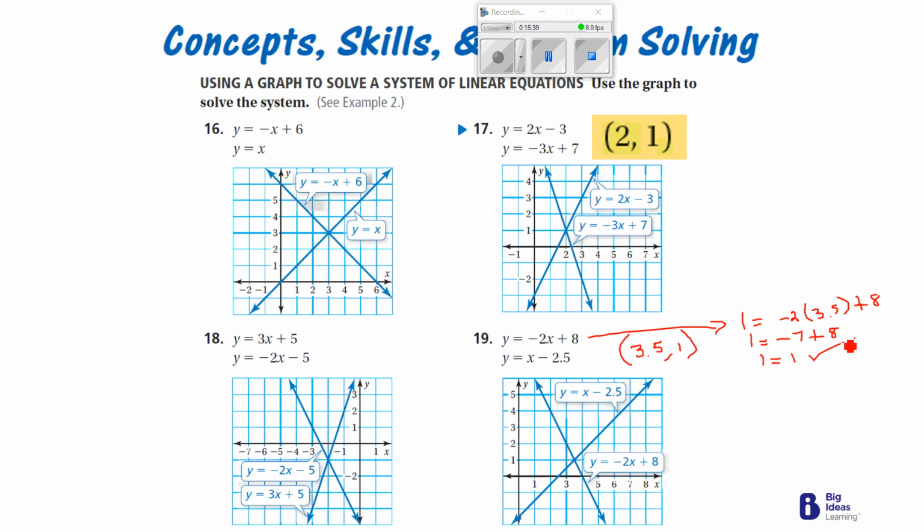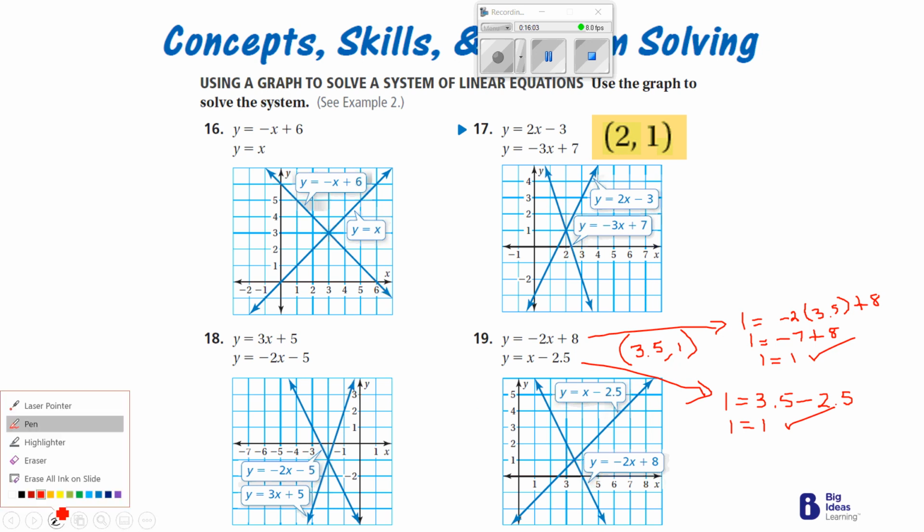That works. Let's try this one down here now. This would give us 1 for y will be equal to 3.5 minus 2.5. Well, 3.5 minus 2.5 is also 1, and that checks. So this one's going to be 3.5 and 1. And we could check that out really quick.